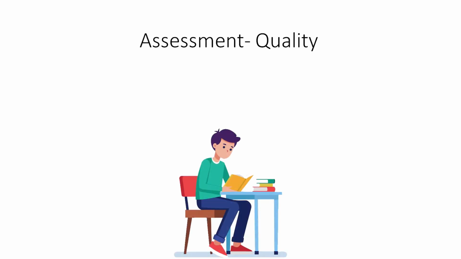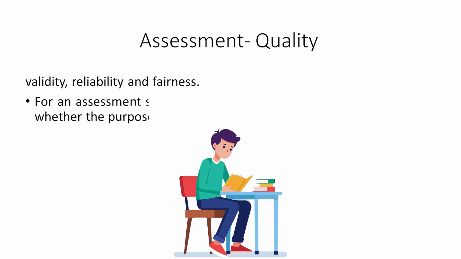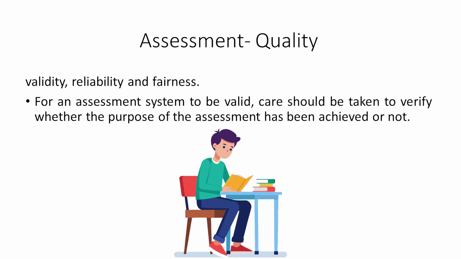So the quality in the assessment we have to ensure. How do you ensure the quality of the assessment? We may say there are three types of assessment qualities which are essential for an effective assessment system. They are validity, reliability and fairness. So these three important qualities are to be maintained. For an assessment system to be valid, care should be taken to verify whether the purpose of assessment has been achieved or not. So here, whether the examination system or assessment system is valid or not, you have to check whether the purpose of the assessment has been achieved or not.